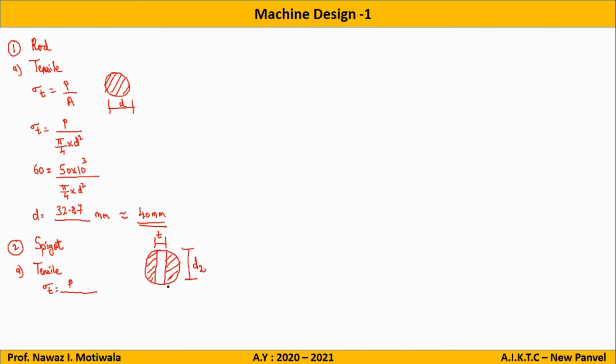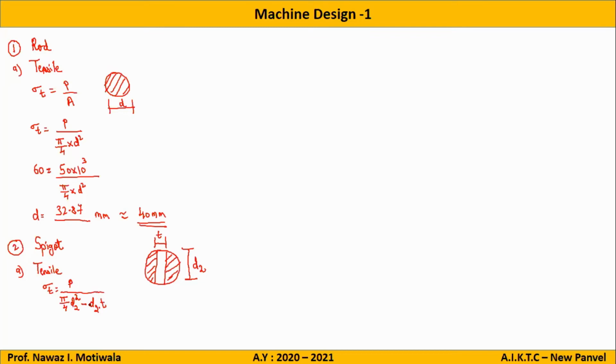It is the area of this circle. So it will be pi by 4 D2 square. The area of the circle is done. Minus, we have to subtract this rectangle. So it will be D2 into T.